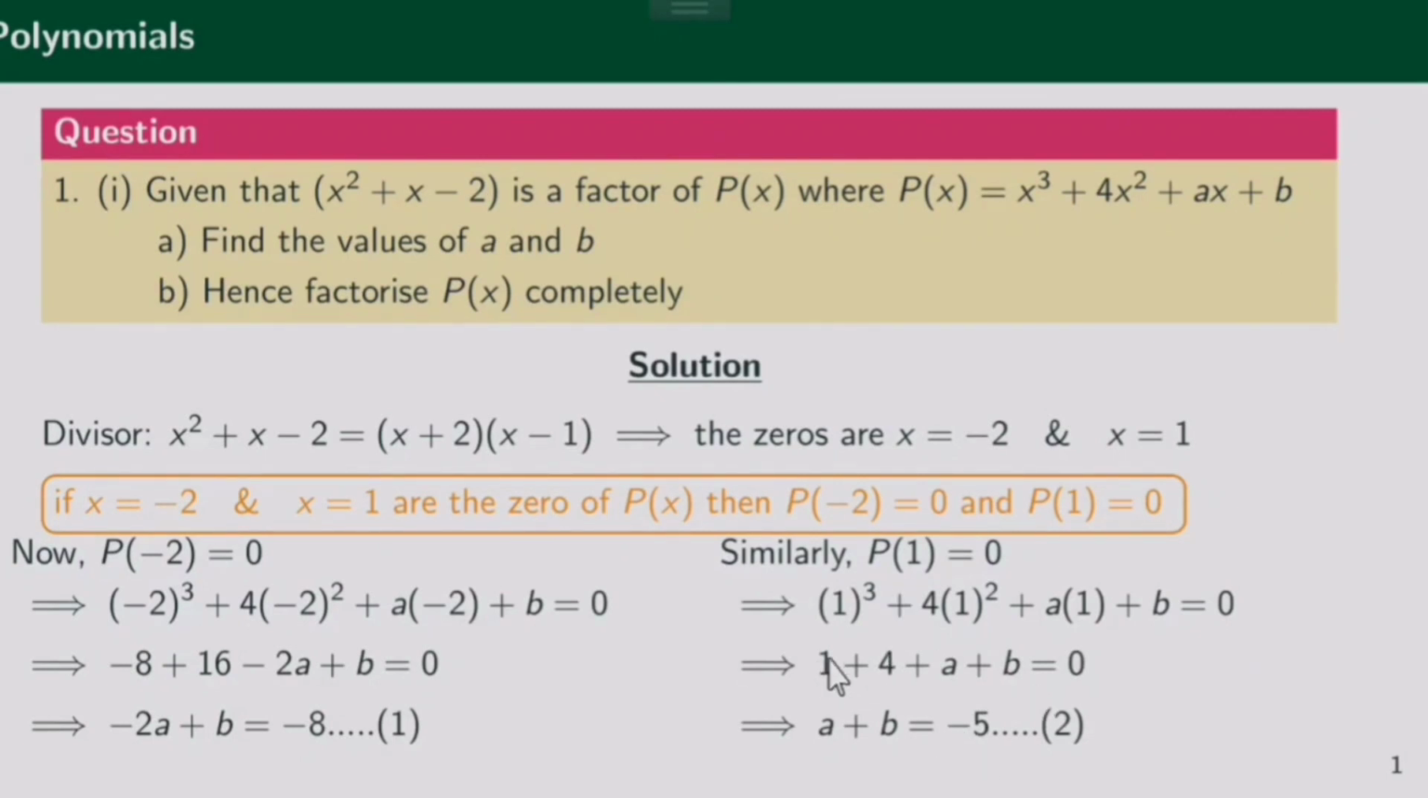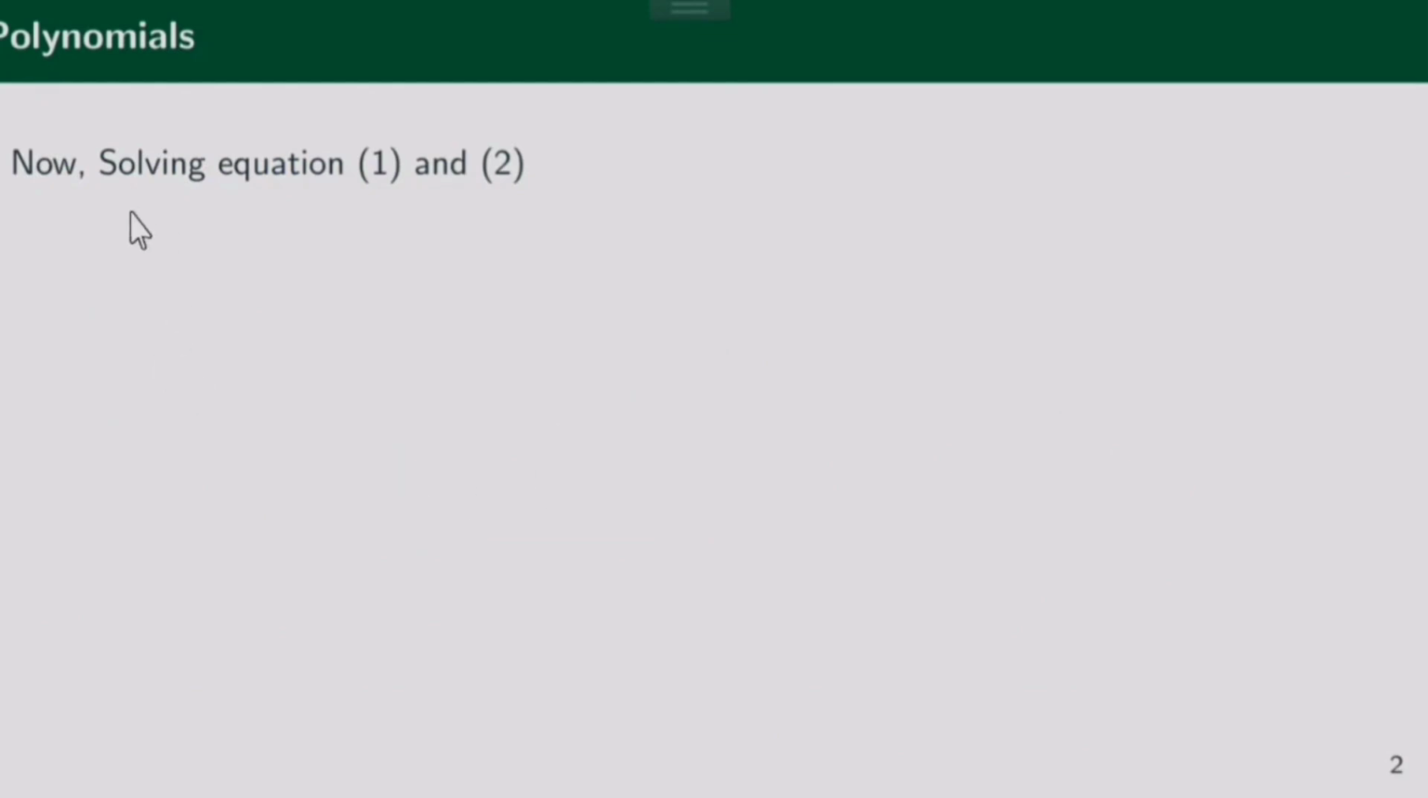Now, what I'm left to do is to solve equation 1 and equation 2 simultaneously for the values of a and b. Let me write those equations down: negative 2a plus b is equal to negative 8, and a plus b is equal to negative 5. Notice that the coefficients of b in both equations are the same. So if I subtract these two equations, b will vanish. So let me subtract equation 2 from equation 1.